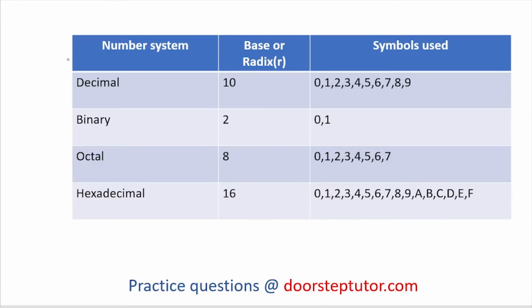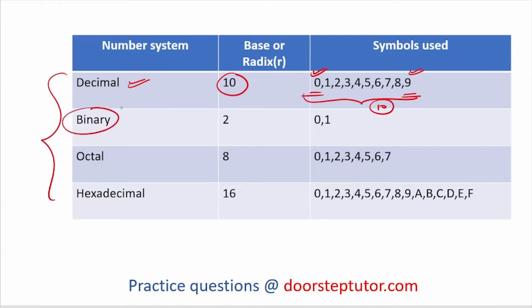So in number system, what is basically the base or radix? Base or radix denotes how many symbols in a given number system there are. For example, in decimal number system, we have a total of 10 different symbols that start from 0 and go up to 9. So these 10 symbols can form any number in a decimal number system.